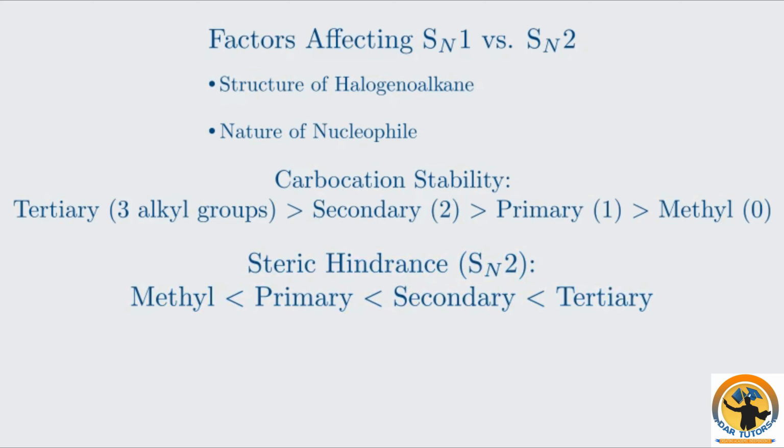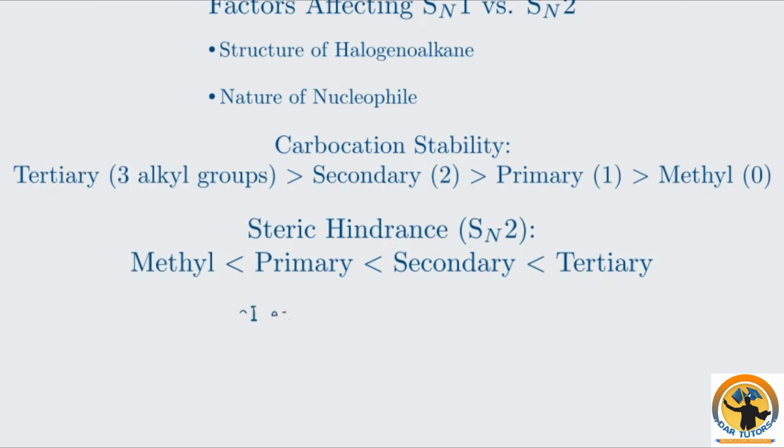The nucleophile strength also matters. SN2 reactions benefit from strong nucleophiles that can effectively push out the leaving group in one step. SN1 reactions are less sensitive to nucleophile strength because the carbocation is already formed in the slow step. Finally, the leaving group. For a halide to be a good leaving group, it must be stable as an anion. This correlates with bond strength. A weaker carbon-halogen bond is easier to break, leading to a faster reaction. The C-I bond is the weakest, making iodide the best leaving group.